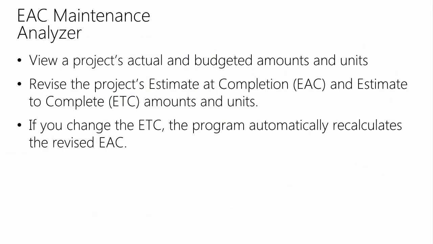So, recap of the EAC maintenance screen: we have the same screen called Forecast at Completion, so you can do the same thing with the forecast numbers as well. We can view project actuals and budget amounts. We can revise the estimate at completion or the estimate to complete. And if you change the estimate to complete, it will recalculate what your estimate at completion is. So estimate to complete is simply your actuals compared to your budget, and whatever the difference is, that's how much is estimated to complete that project.